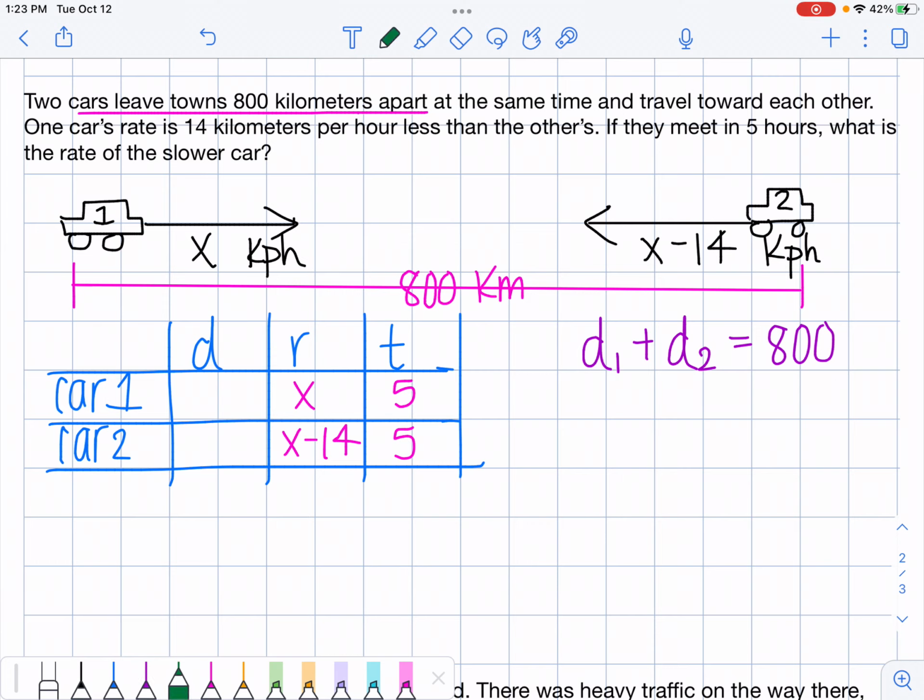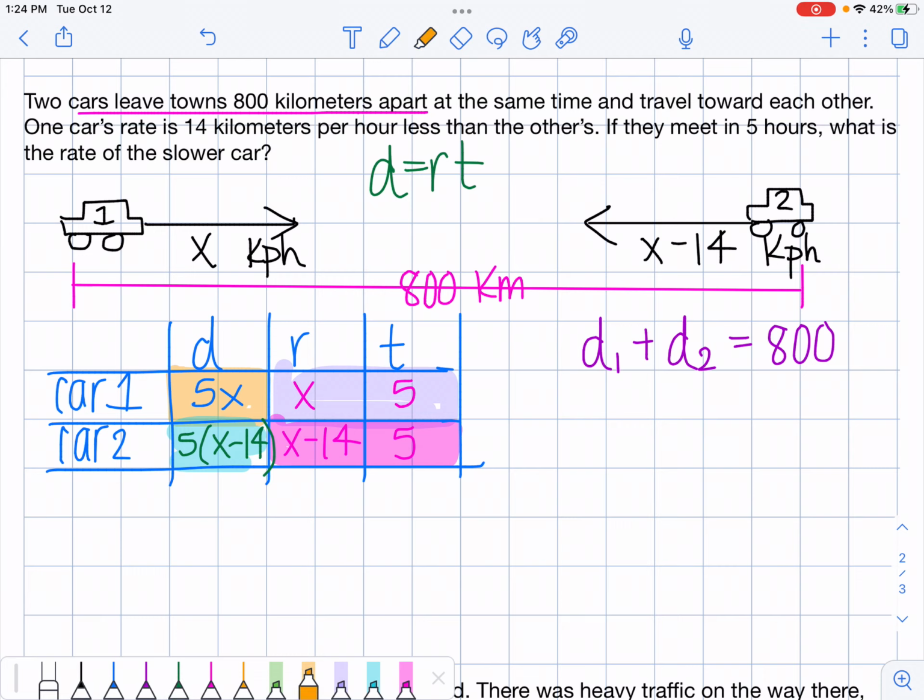Well, I remember that distance is equal to rate times time. So to find the distance of car 1, I take these values and I multiply them. 5x. To find the distance of car 2, I take these values and I multiply them. 5 times x minus 14.